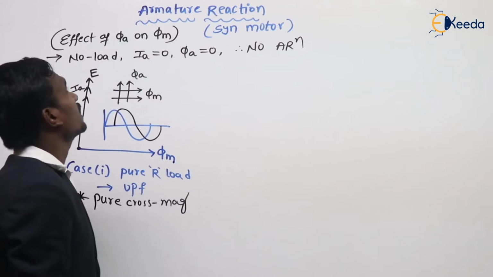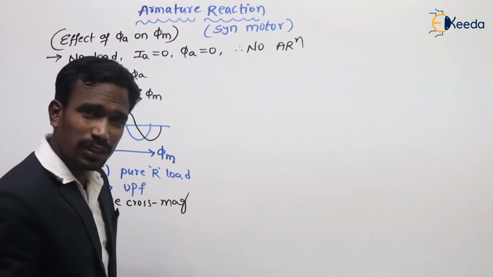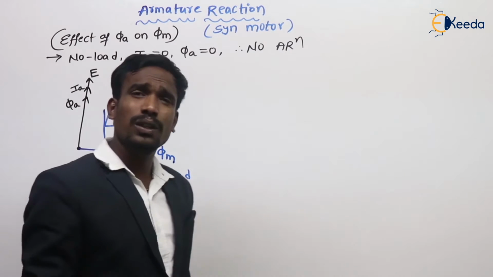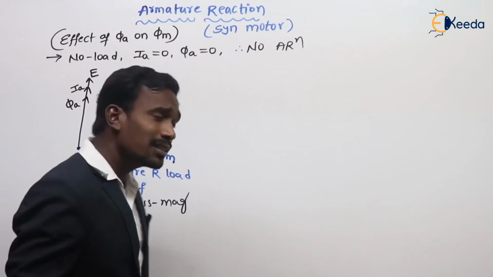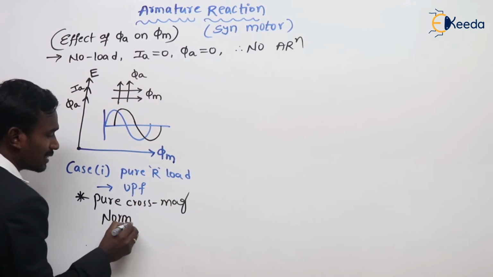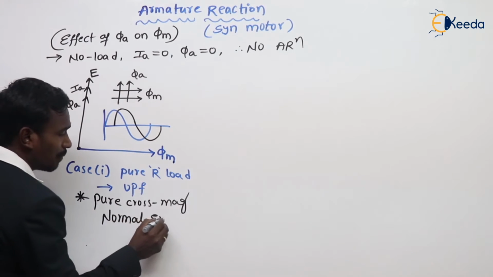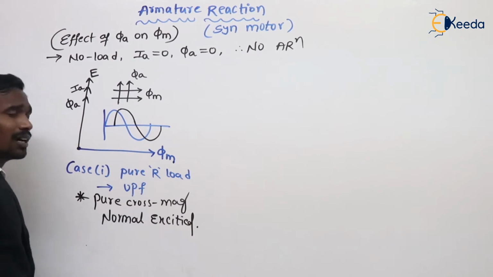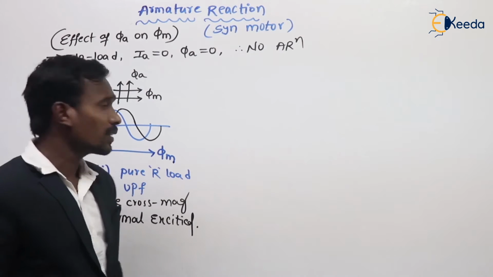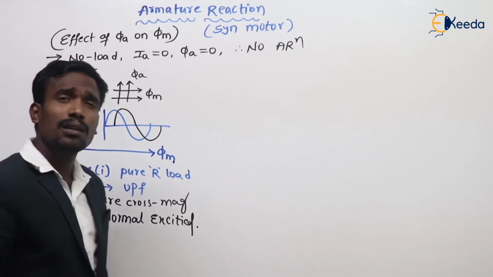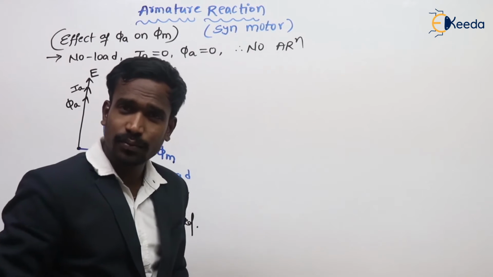This is simply the armature reaction for case 1. In this condition, there is no increment in flux and no decrement in flux. Hence, here it is taken as a normal excited condition. The machine is at normal excitation only. This is simply the armature reaction effect for pure resistive load.